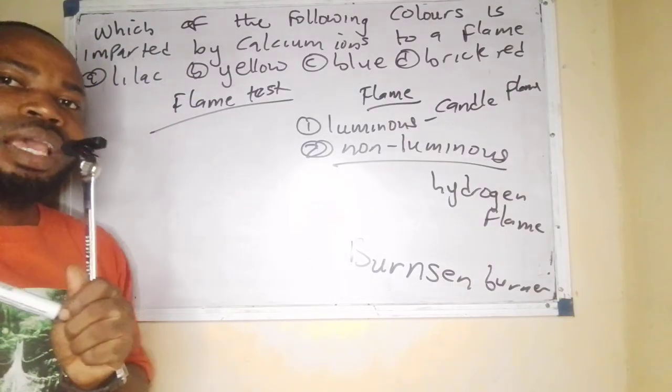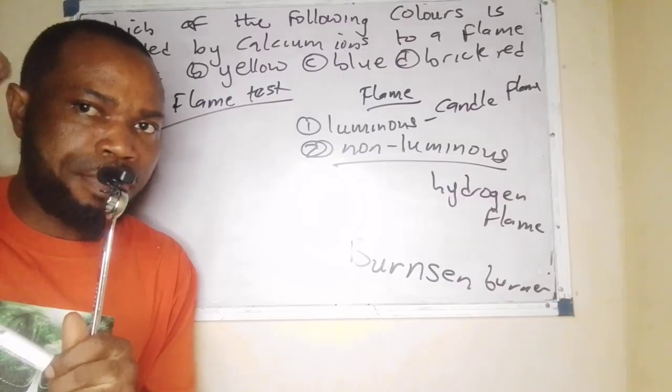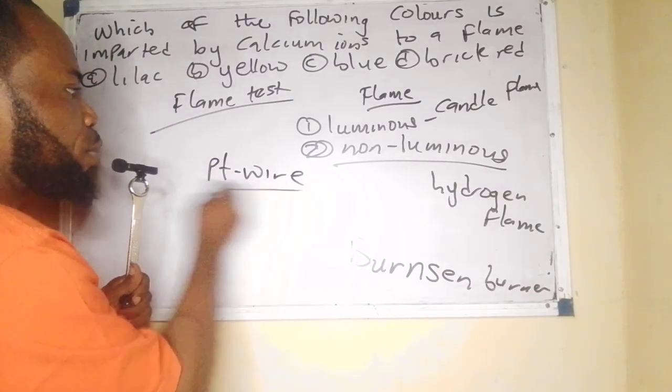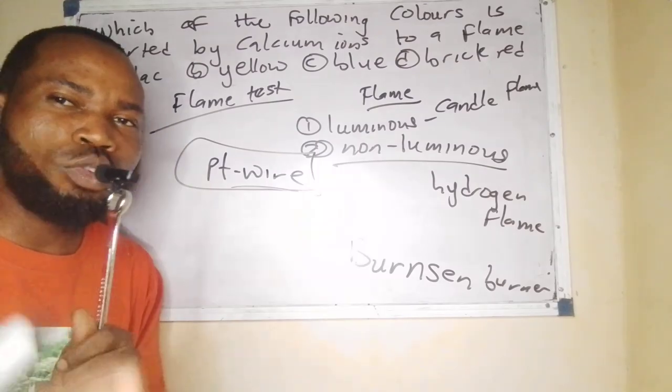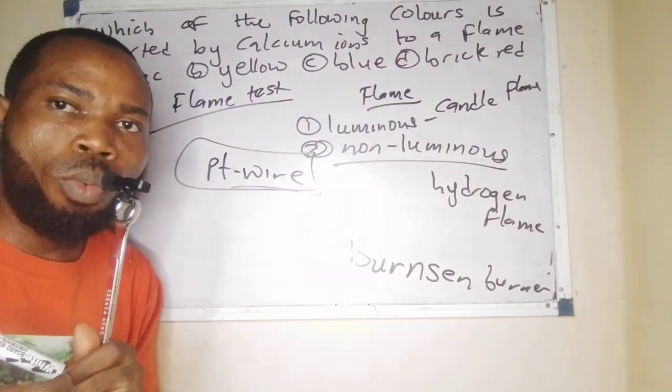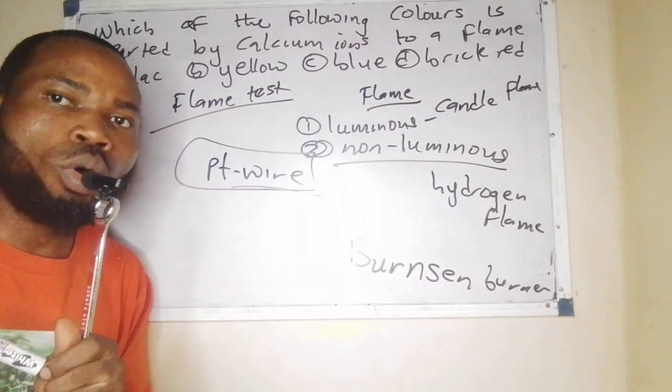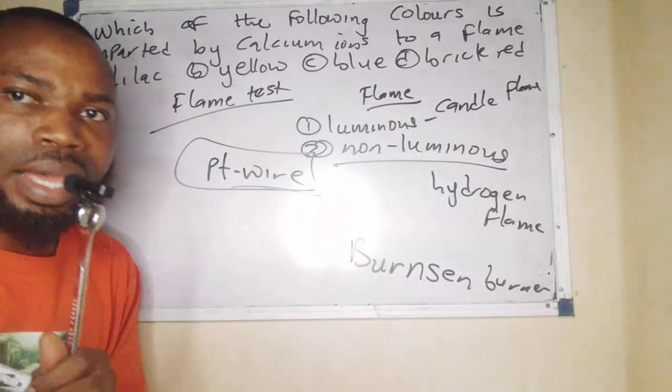Now, there is a wire that is commonly used in the flame test, and that wire is the platinum wire. Be very careful with this question. Why is the platinum wire commonly used in the flame test? Because the platinum wire is highly chemically inert. It's unreactive, so that it will not obstruct the result that you are going to get in the flame test.